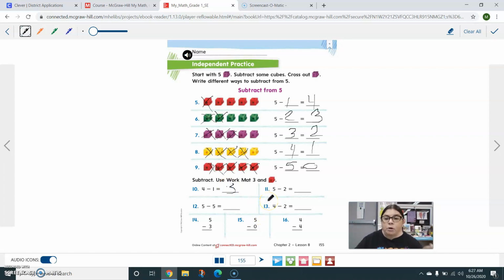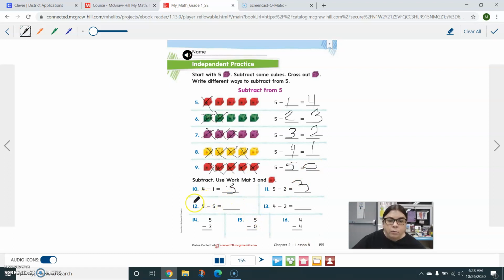Now, you could have also put your cubes down. You could have put 4 cubes down and then taken 1 away and saw that you had 3 counters left. I'm sorry, I said cubes. I meant counters. And then you could take those away and then see that you had 3 left, okay? Let's look at number 11. 5 minus 2. How many am I left with? 3. That's right. Again, you could have started with 5 counters and taken 2 of those away and saw that you had 3 counters left. You could have also drawn a picture.